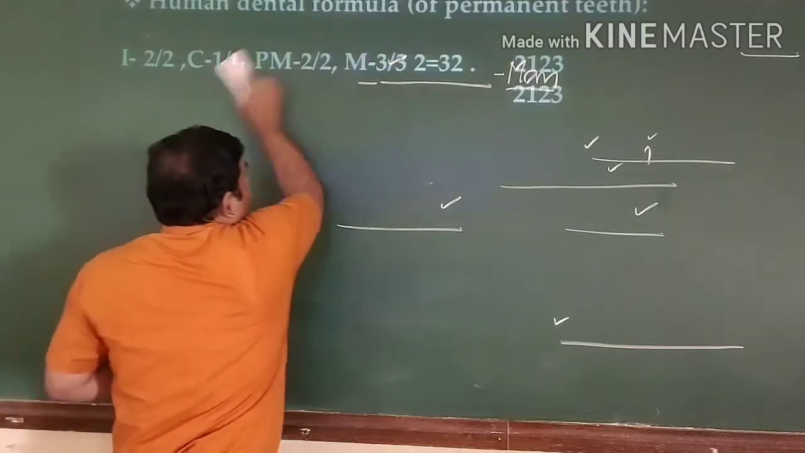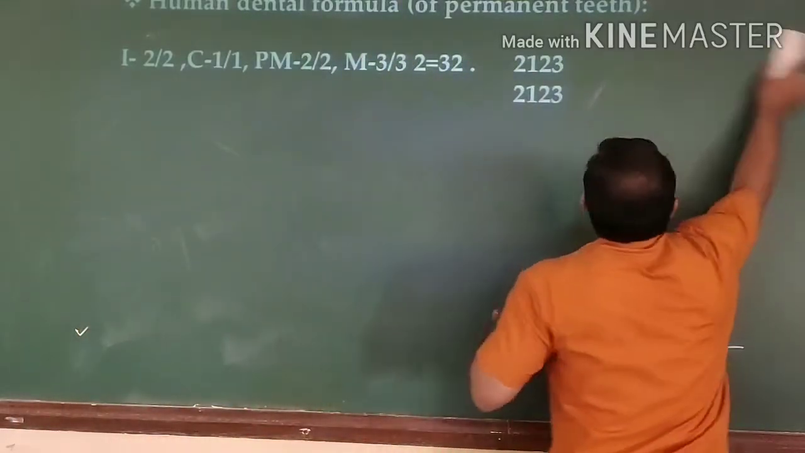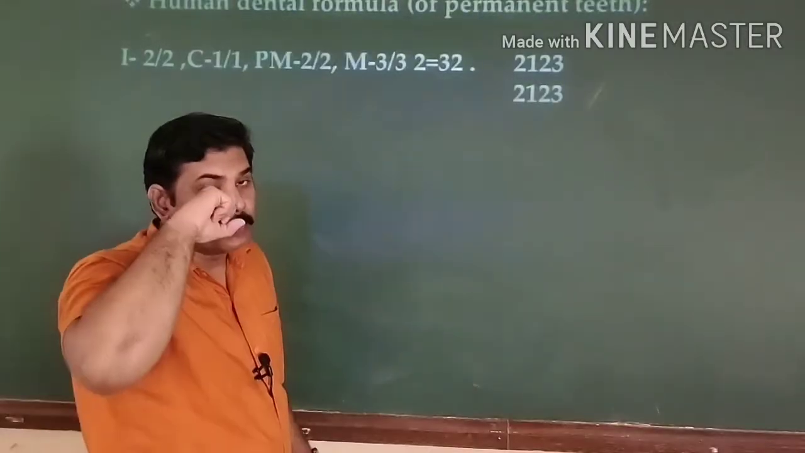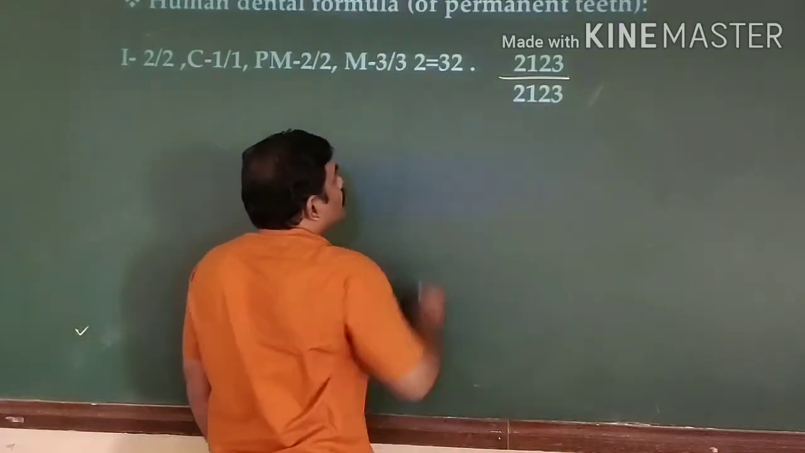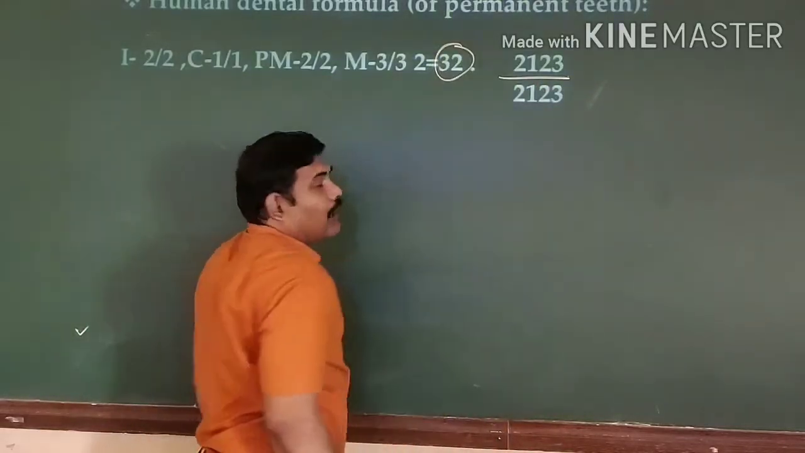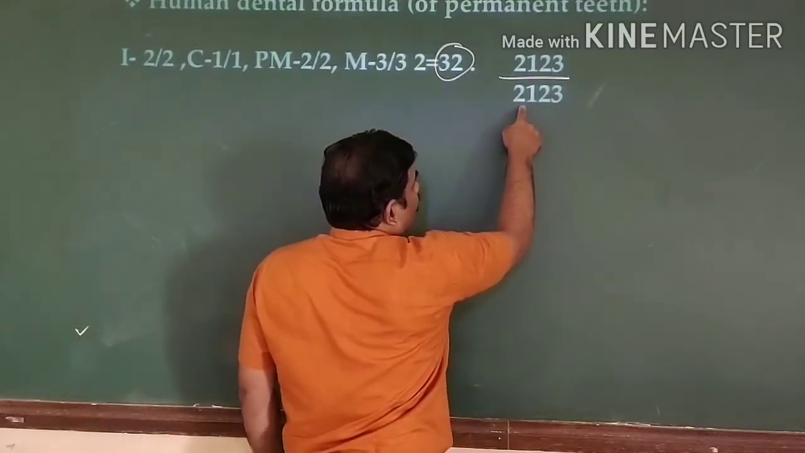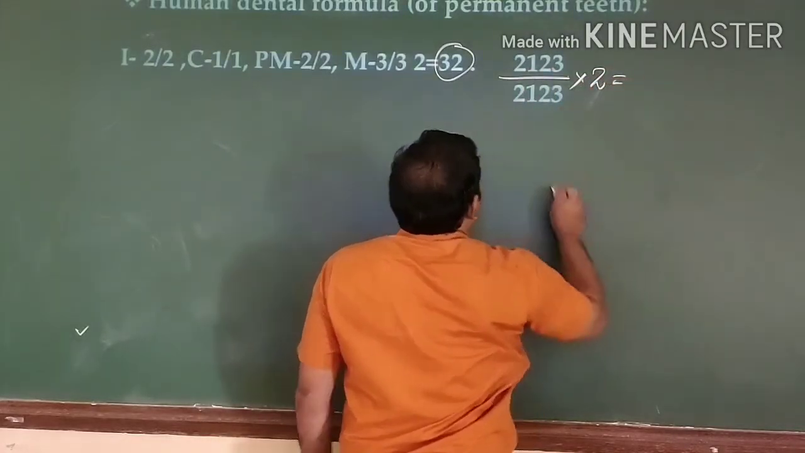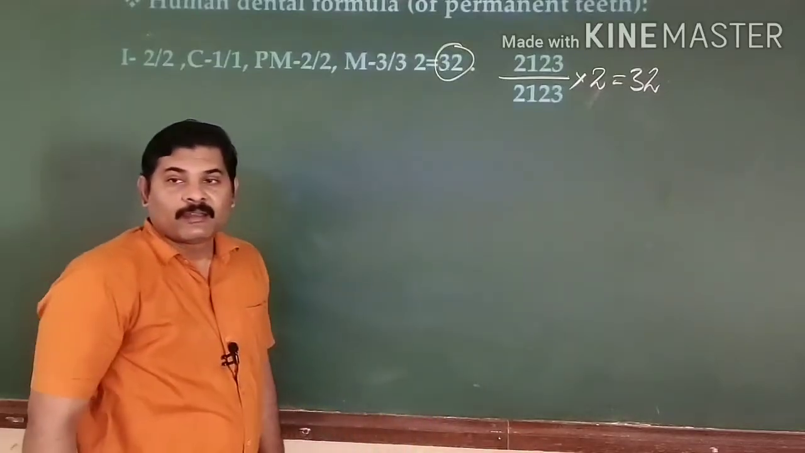Now the dental formula in an adult is always 2 by 2, 1 by 1, 2 by 2 and 3 by 3. The total number of teeth present in an adult is 32. So this is the upper jaw and this is the lower jaw, and for each half, you multiply with 2, then finally you get 32 in number.